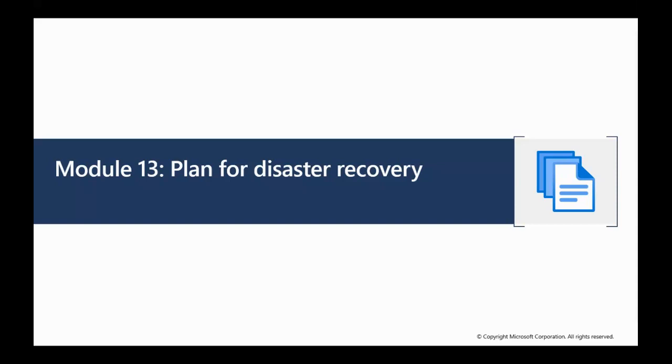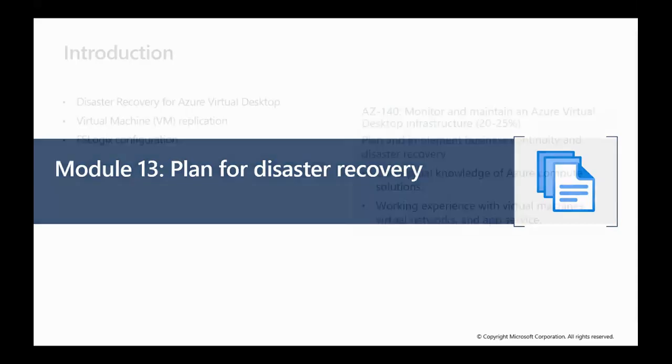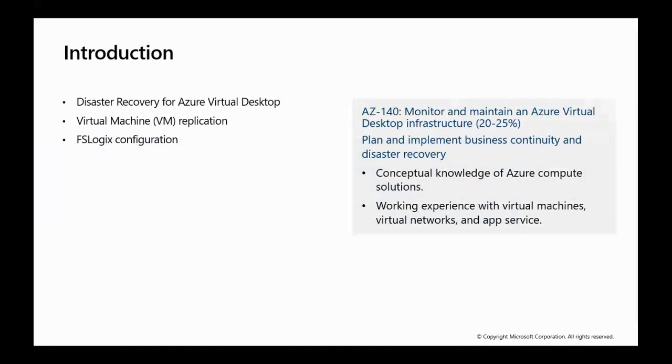That means, what should I do? What I should do is having a secondary location for my virtual desktops as well as for my virtual storages or my storage accounts that are holding the profiles of the users. That's why I should have that planned well and machines replicating location. That's when I'm going to talk about what is the disaster recovery for Azure Virtual Desktop, what is the virtual machine replication, and how to configure the FSLogix in order to find the location of the replicated storage account when any disaster might happen.